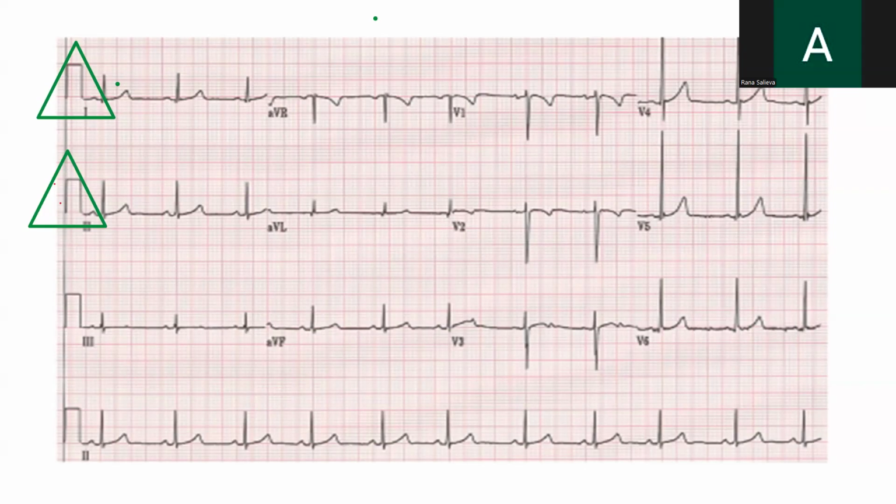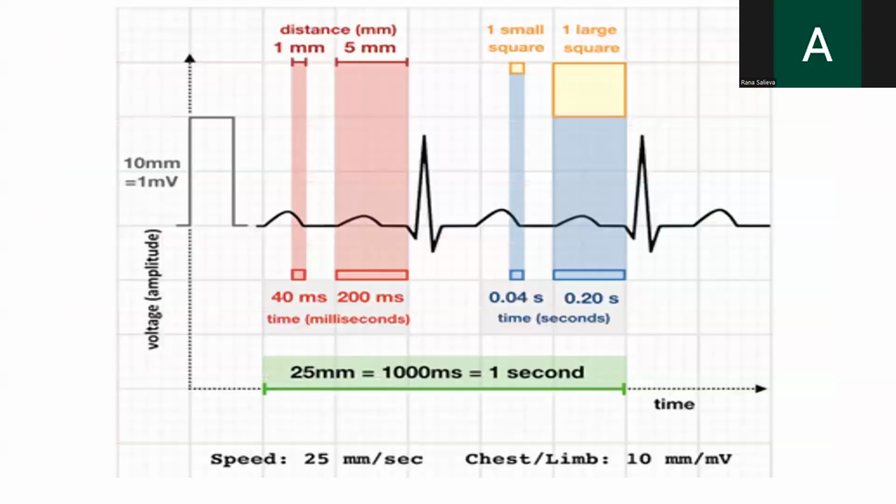And the standard calibration is 10 millimeters equal to 1 millivolt. It shows as a small rectangular spike at the beginning of the ECG or at the end of the ECG. Next, the paper speed should be 25 millimeters per second. These are the default settings.